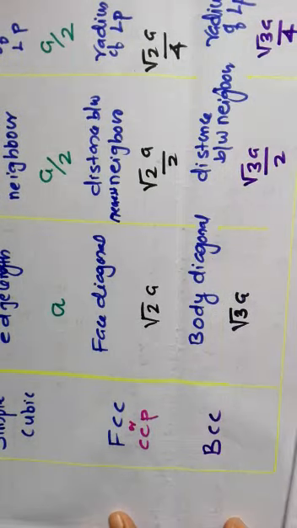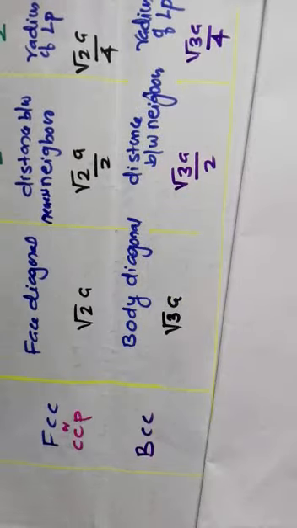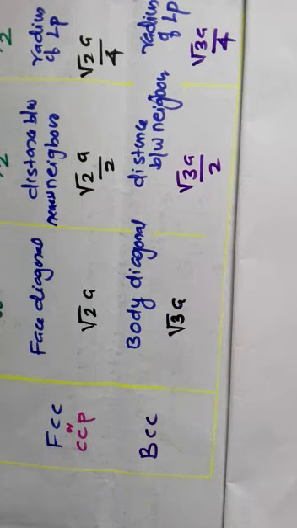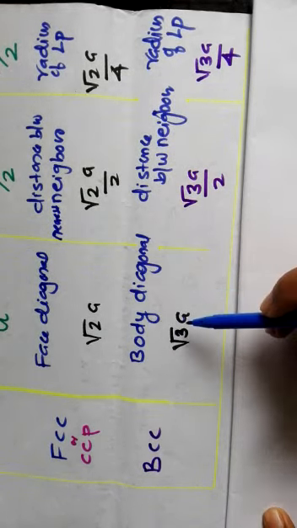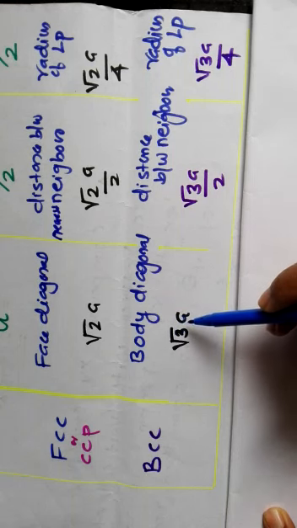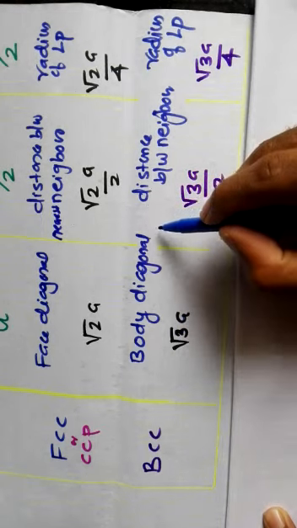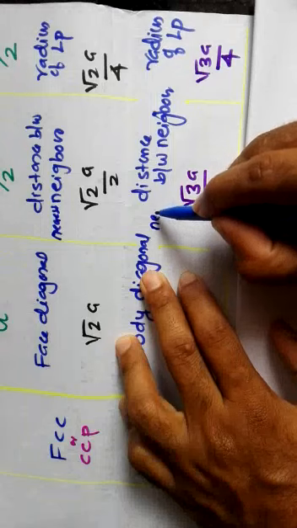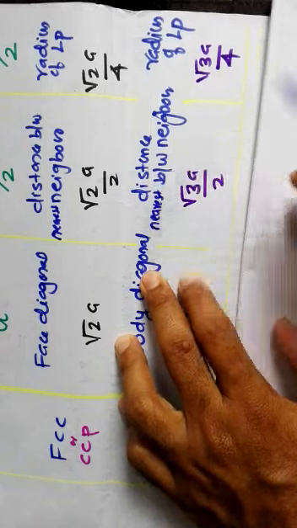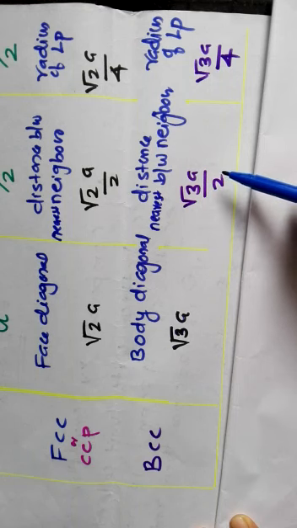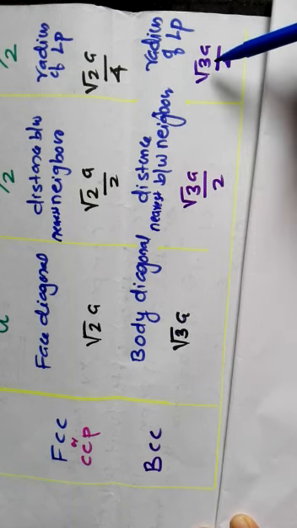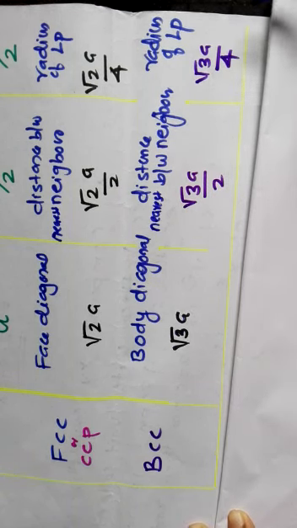Now we can go to BCC. Look at the BCC. Body diagonal: here the body diagonal is root 3a. Distance between nearest neighbors is root 3a by 2. Radius of lattice point is root 3a by 4.